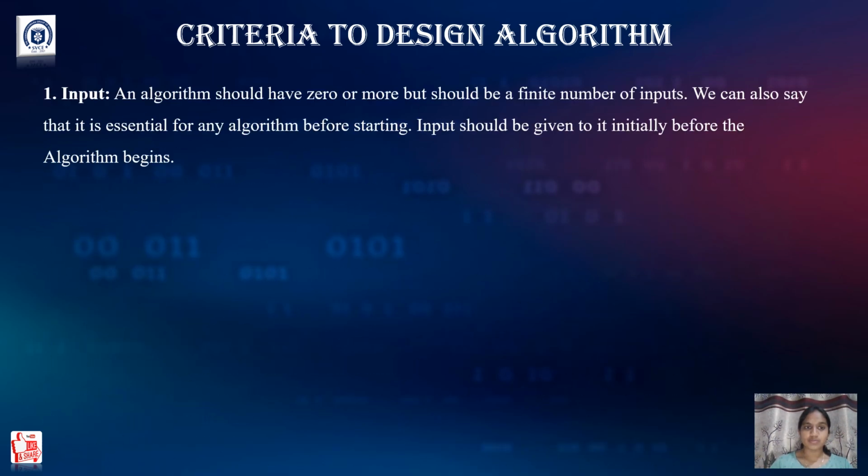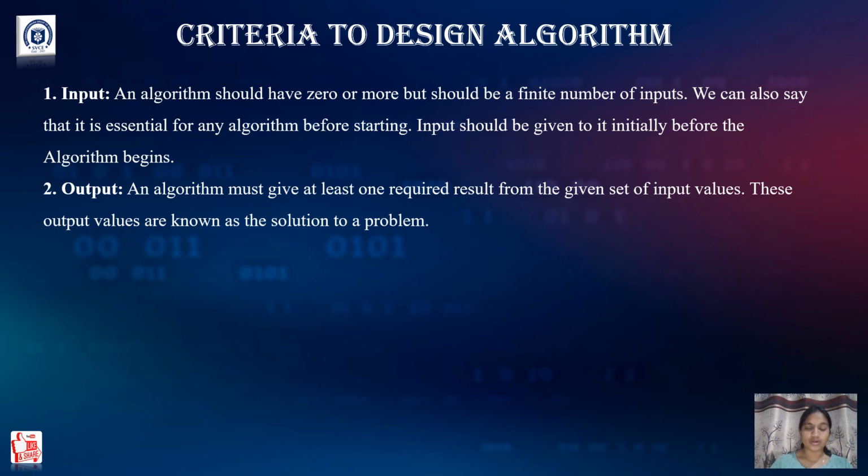There are 5 types of criteria. First one is input. An algorithm should have 0 or more but a finite number of inputs. We can also say that it is essential for any algorithm before starting. Input should be given to it initially before the algorithm begins.